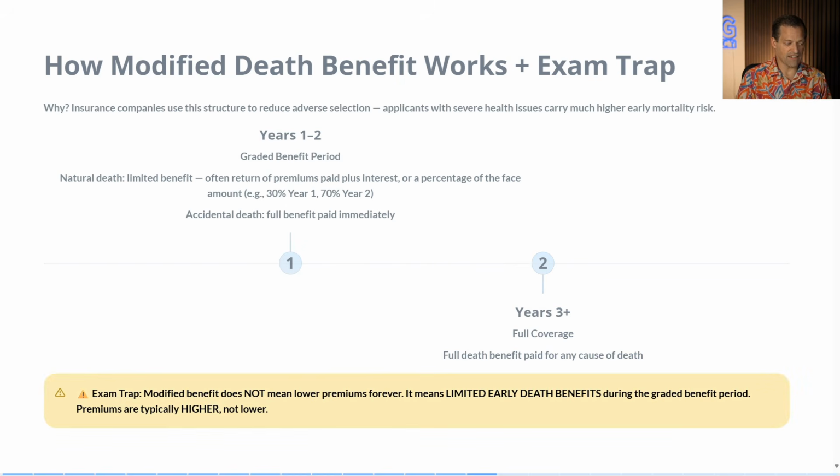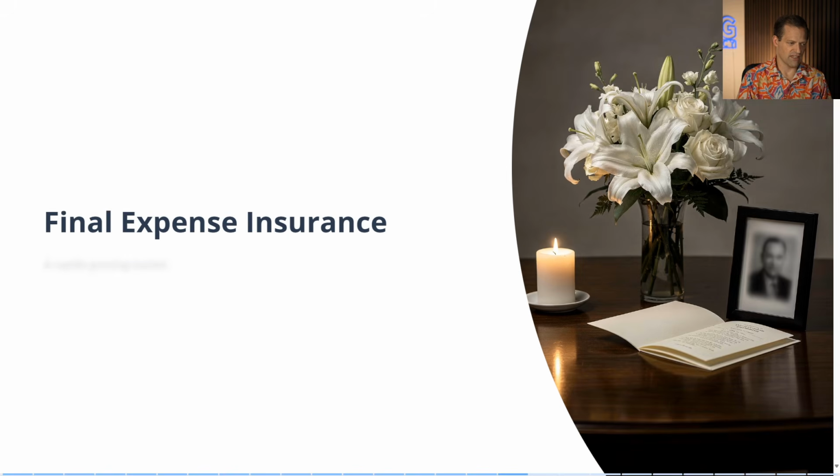So now, modified benefit does not mean lower premiums forever. It means limited early death benefits. That's the key thing. During the graded benefit period, premiums are often higher, not lower than, say, non-modified death benefits.